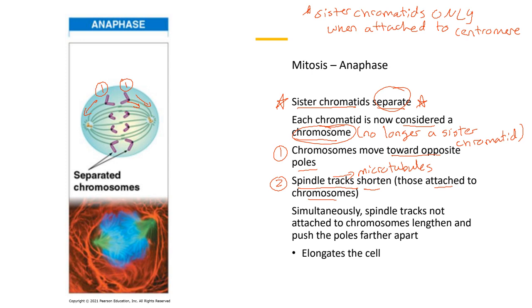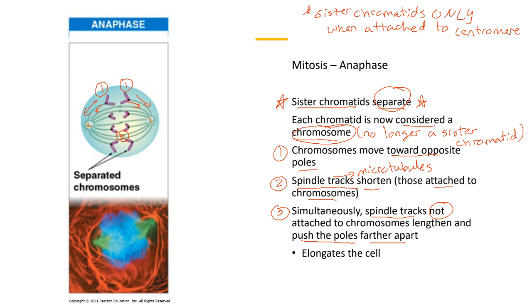But there's going to be other spindle tracks that are not attached to the chromosomes, that are going to push the poles further apart. And that's going to be, for example, this one over here. I'm overlapping it, but you see how they're kind of microtubule to microtubule here, and they are going to be doing the opposite, pushing each other away. That way the cell can split, and this is going to elongate the cell.